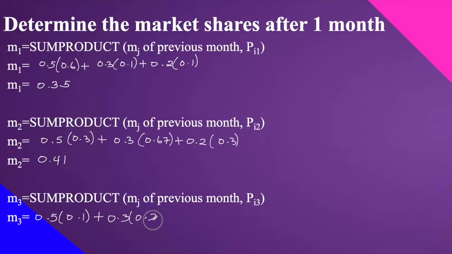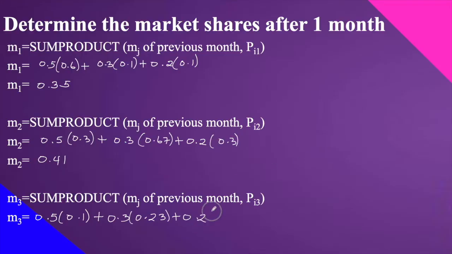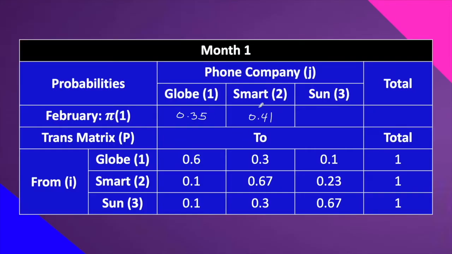0.3 multiplied to 0.23 plus, next natin, 0.2 multiplied to 0.6. Now, M sub 3 is equivalent to 0.24 if you'll check this on the calculator. Meaning to say, this will be the market share of Sun after month 1. So, let's have it here, 0.24. And if you'll total this, guys, 0.35, 0.41 and 0.24, these are all equivalent to 1. Okay? So, ayan na ang ating month 1 na table.